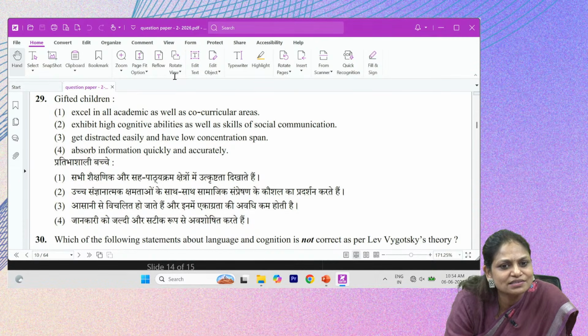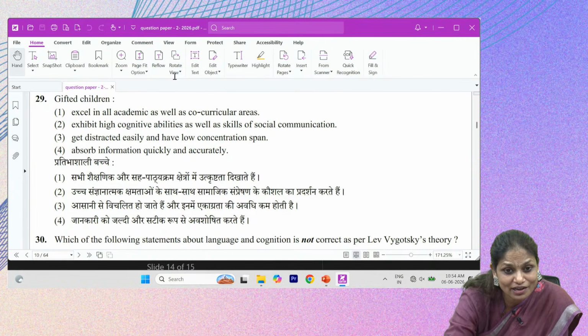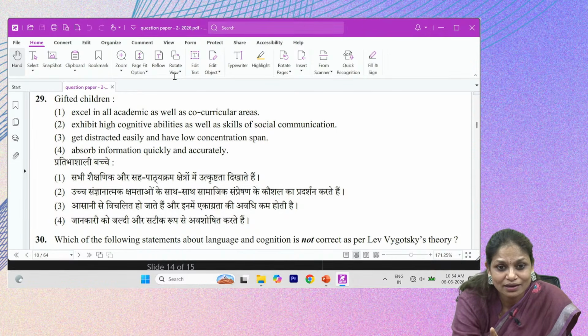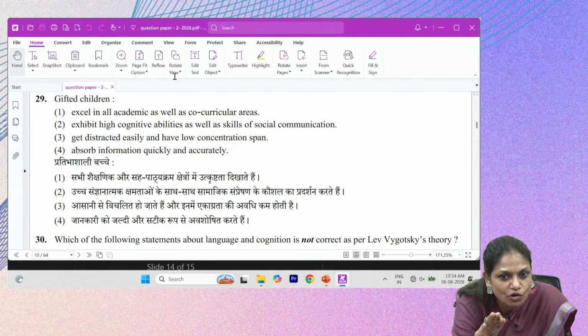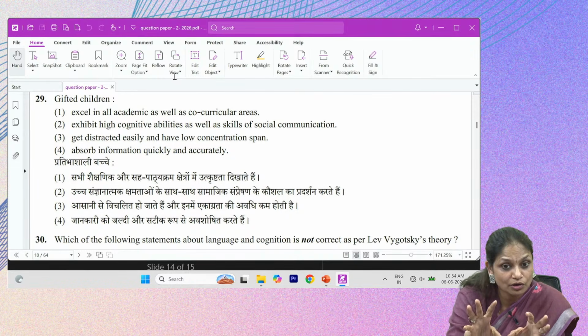Get distracted easily and have low concentration span. ये तो हो ही नहीं सकता, क्योंकि अगर कोई बच्चा गिफ्टेड चाइल्ड है तो उसका कॉन्सेंट्रेशन स्पैन लो हो ये ज़रूरी नहीं है. प्रोवाइडेड कि क्लासरूम इंटरेस्टेड है, प्रोवाइडेड उसकी टीचिंग स्ट्रैटेजी जो कि एसेलरेशन और एनरिचमेंट से रिलेटेड है उससे है, तो वो कॉन्सेंट्रेशन उसका नहीं होगा, मतलब लो नहीं होगा.